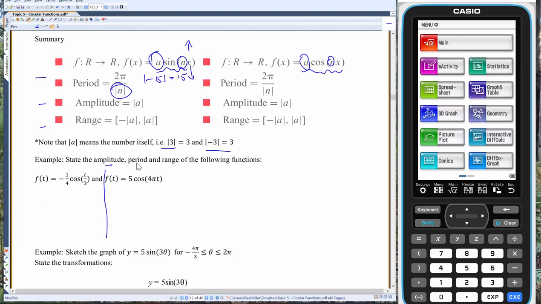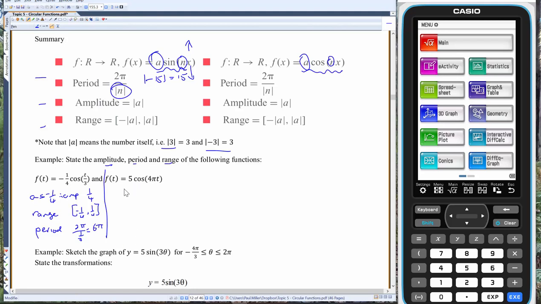So we're going to state the amplitude, period, and range of them. The a value in this case is negative a quarter. Therefore, the amplitude is a quarter. The range is going to be negative a quarter to a quarter. And our period is going to be 2 pi for the standard cosine function over the coefficient of the variable, which is 1/3, which is going to be 6 pi when you divide by that and multiply by the reciprocal.